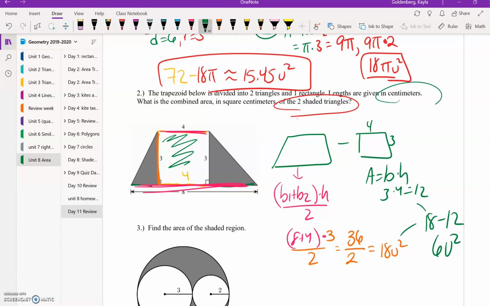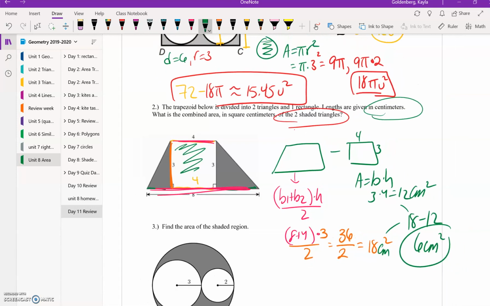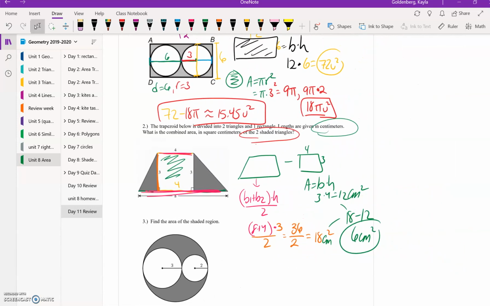Oh, and it looks like lengths are given in centimeters. So we could actually say 6 centimeters squared. I'll make that 18 centimeters squared. I'll make the 12 centimeters squared as well. Okay, so these are just some good shaded area problems.